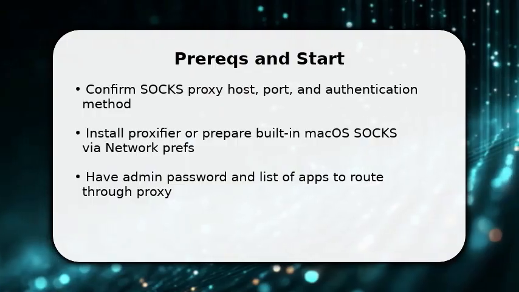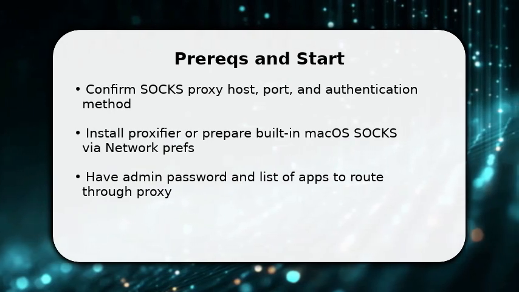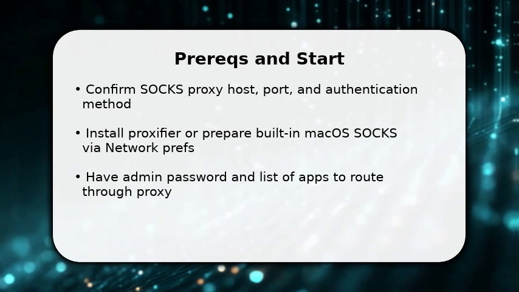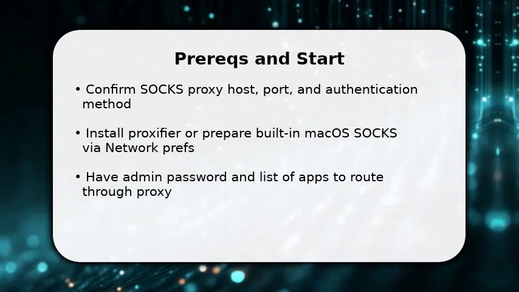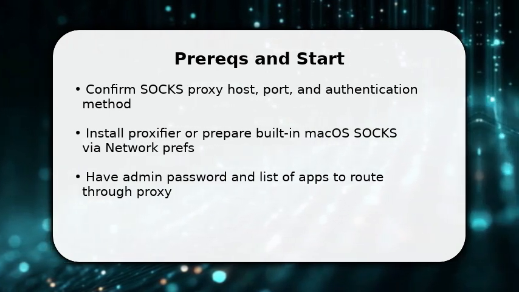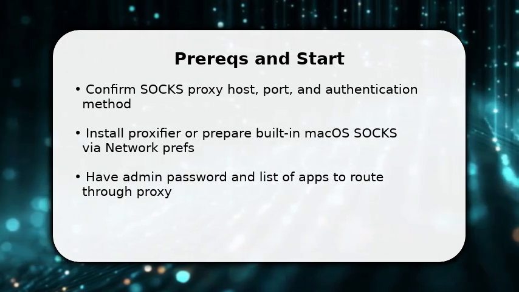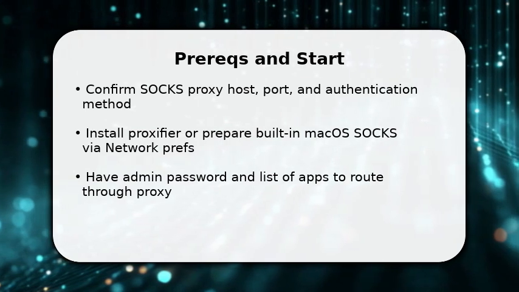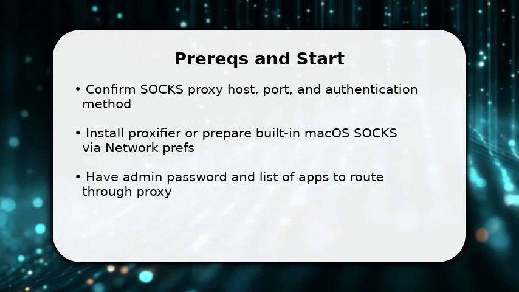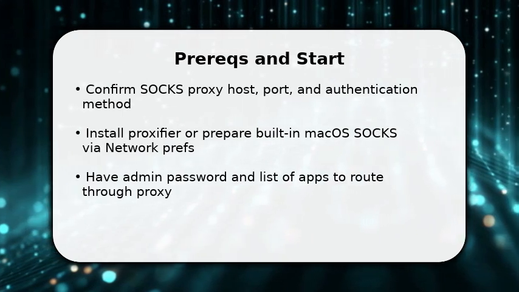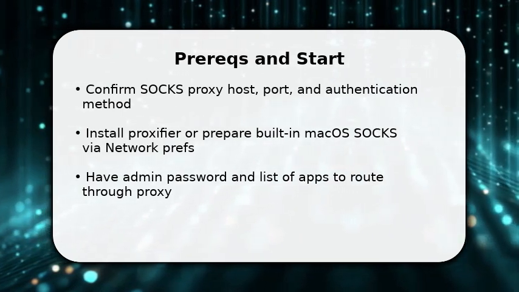You begin by confirming details: Socks host, port, and whether the server requires a username and password. Once done, install any third-party tool you prefer or open system settings to configure a manual Socks proxy. Make sure to note which apps need routing. You'll need your admin password to apply system-level changes. This first step reduces guesswork later and ensures you can test connectivity immediately.